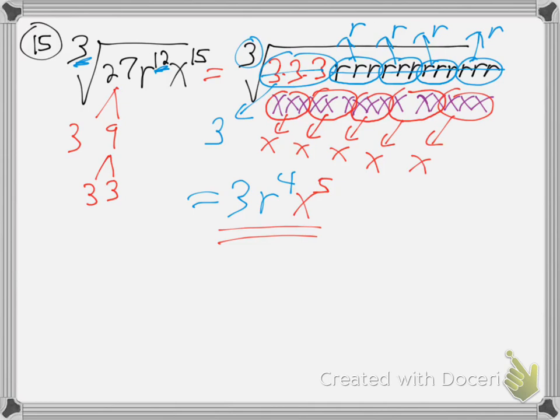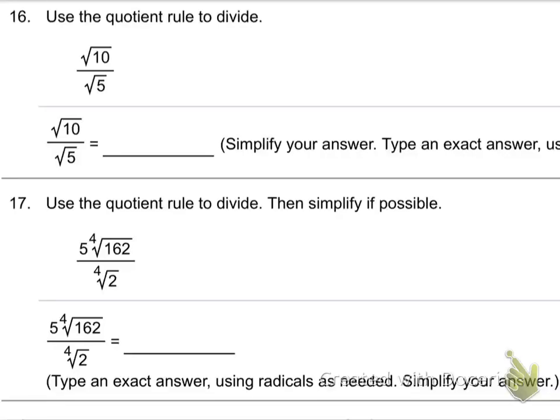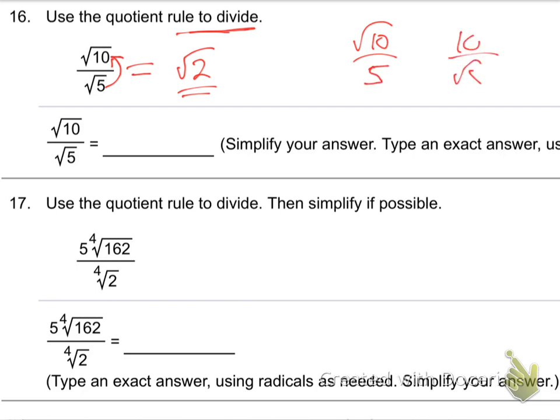There we go. Okay, so number 16, they want me to divide. Because those are both in roots, I can just divide them and get square root of 2, right? 5 goes into 10 2 times, and that's it. That's the answer. If the 5 had been out of the root, then you couldn't divide them. Or if the 10 had been out and the 5 in, you can't divide them. But since they're both in roots, you can just divide them, and the answer is also in a root, square root of 2. That's the answer.